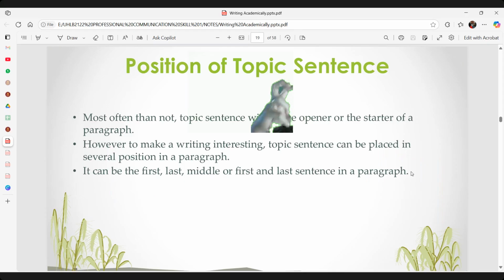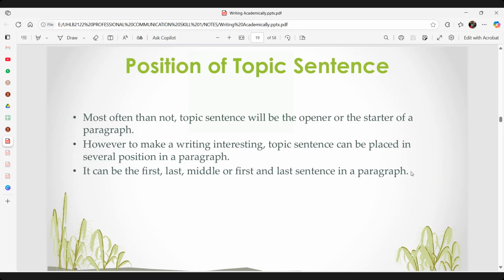However, even though it's different, every single writing or every single paragraph will have a main idea. So you have to know how to find the main idea. In order to find the main idea, you need to find the topic sentence. So when identifying the topic sentence, it's not necessarily the first sentence in a paragraph.